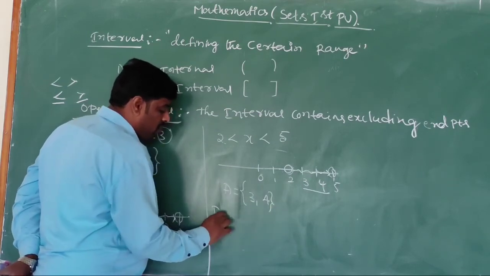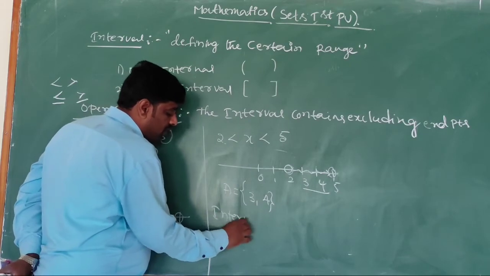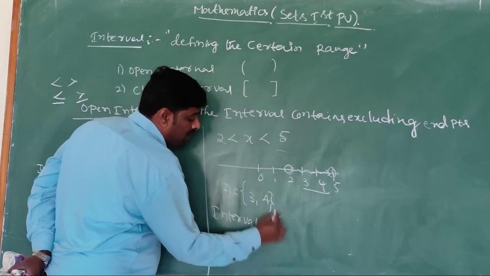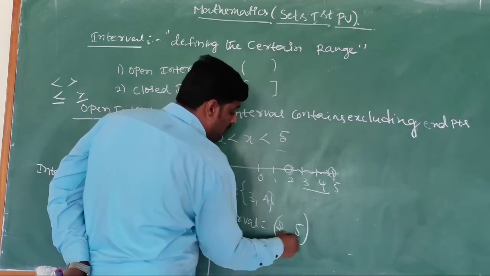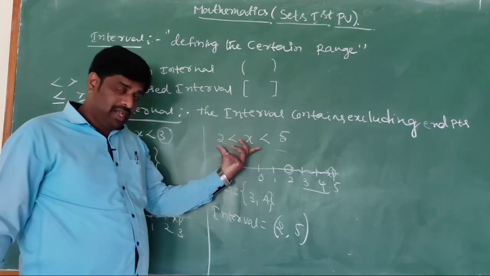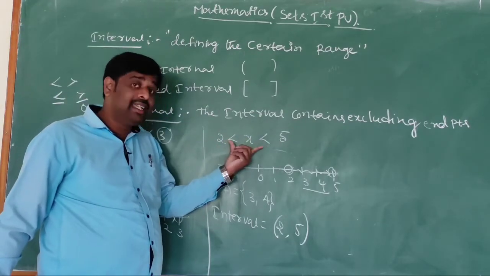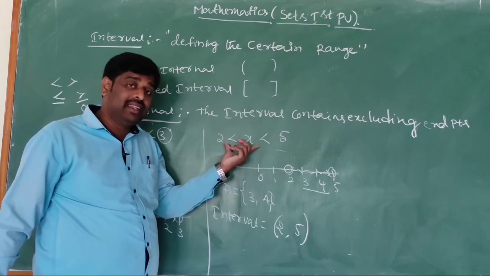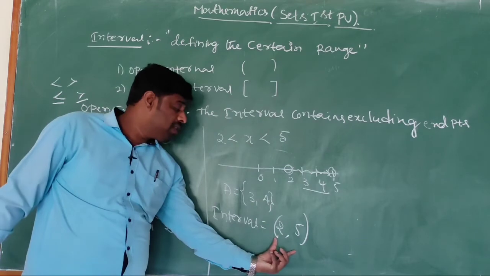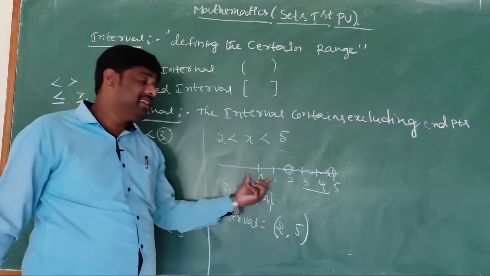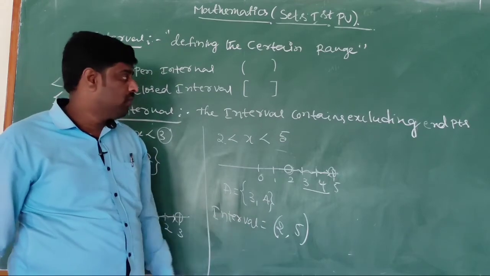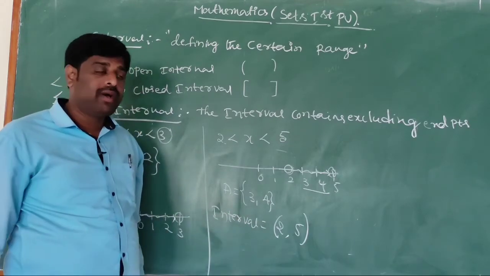Now interval form is, tell me, 2 is open, 5 is open. See, don't confuse. So this is interval only, but it is a set builder. This is set builder, okay. Set builder interval form. This is standard interval form. This is number line. This is set form, okay. Don't confuse. This is nothing but open interval.